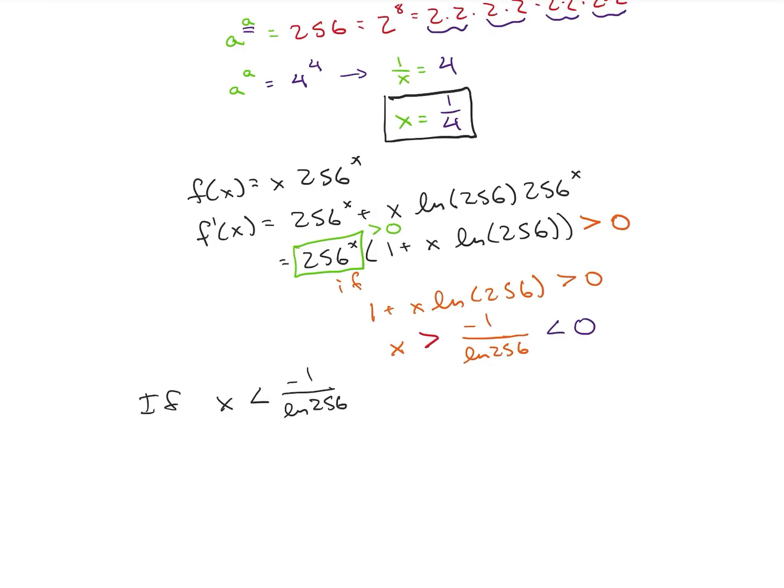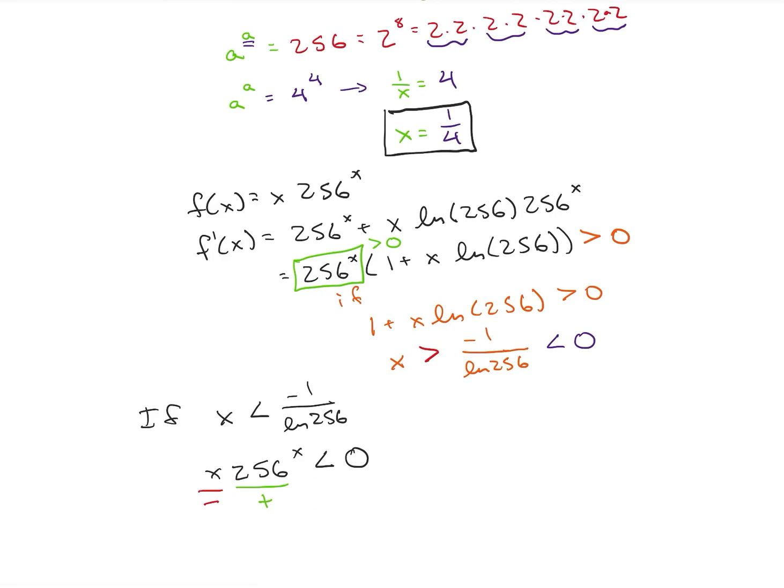If x is less than that, then 256 to the x times x is also going to be less than 0, because I have a positive number times a negative number, and positive times a negative is negative. So I know that if x is less than negative 1 over ln of 256, then x times 256 to the x does not equal 1.